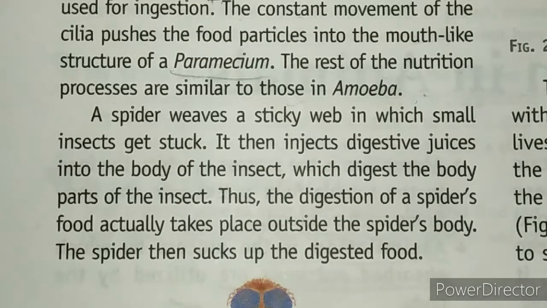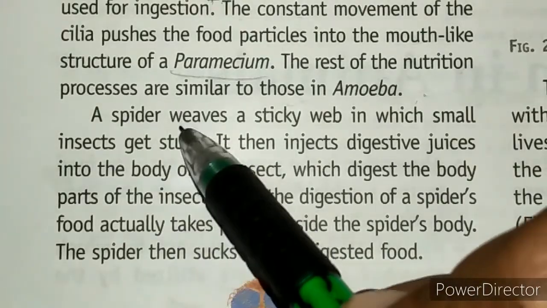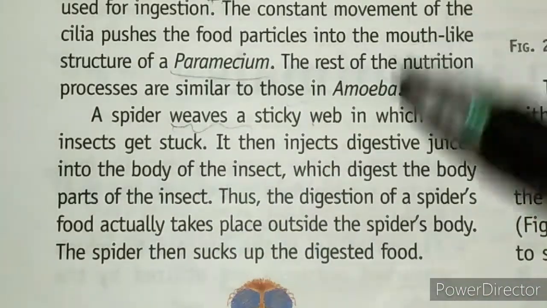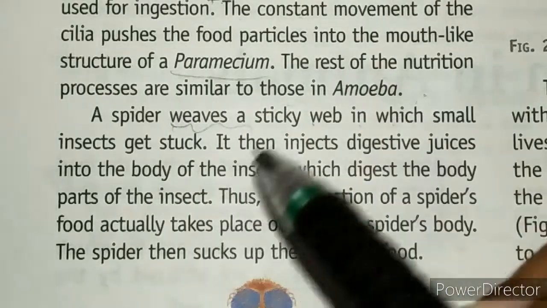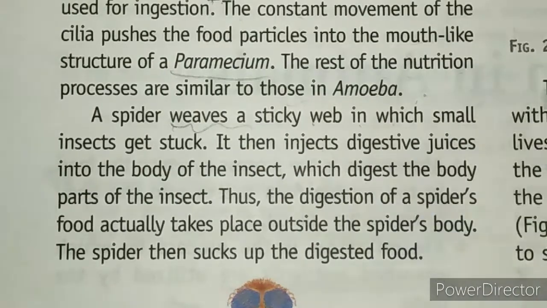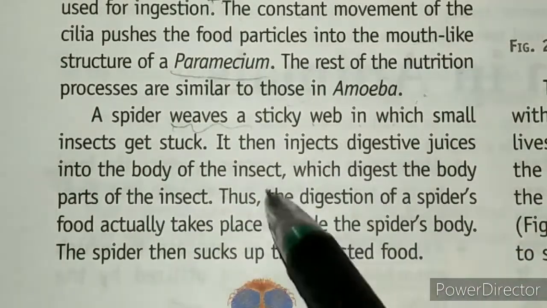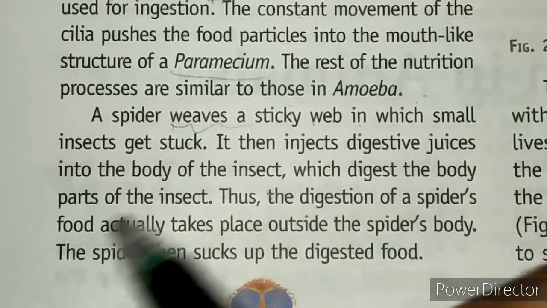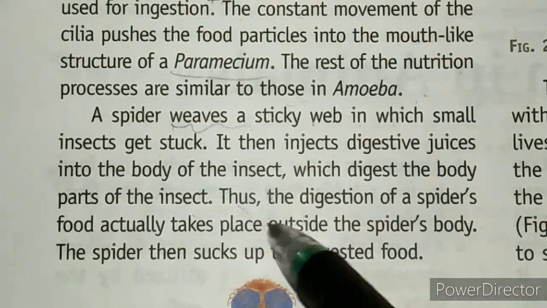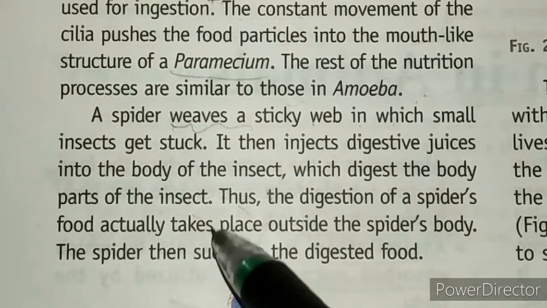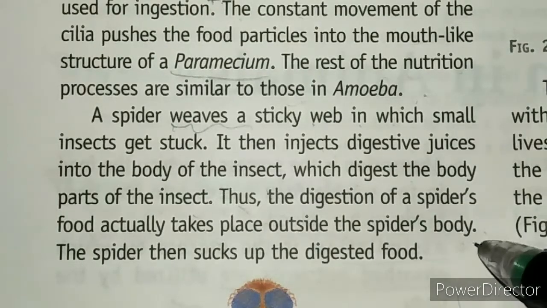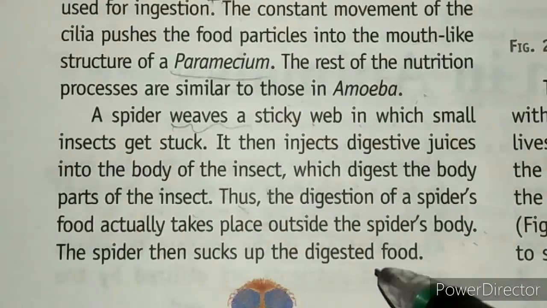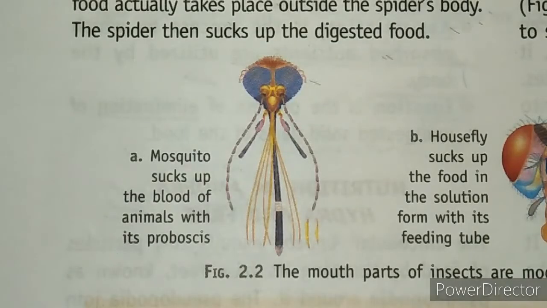And hence further we have nutrition in spider. So what happens in the case of spider? The spider weaves a sticky web, as we know very well, in which small insects just get stuck, and afterwards it injects some digestive juices into the body of the insect which digest the food parts of the insect, and thus the digestion of a spider's food actually takes place outside of the spider's body, and the spider then sucks up the digested food.